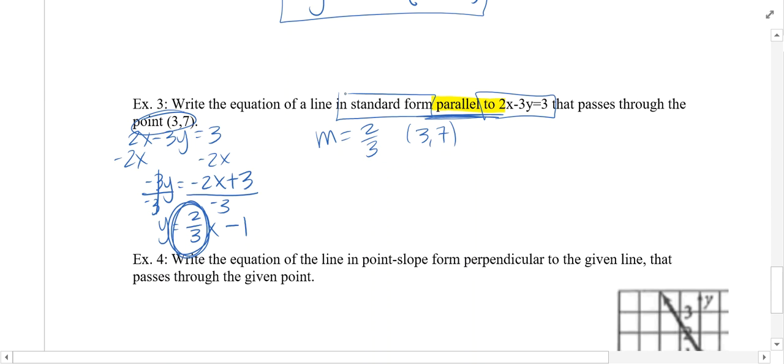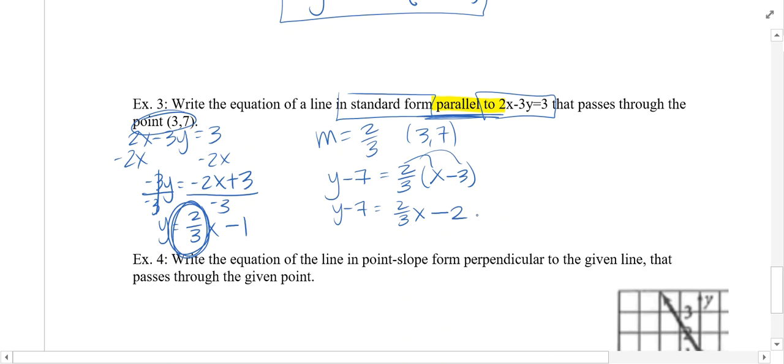Okay, so we're going to have to rearrange it. So I'm going to use point-slope form just because I like it, but you don't have to. So I'm going to do y minus my y coordinate, so 7, equals 2/3 x minus 3. So first step, I'm going to distribute this. 2/3 x minus, the 3's are going to cancel, so I just have the 2.